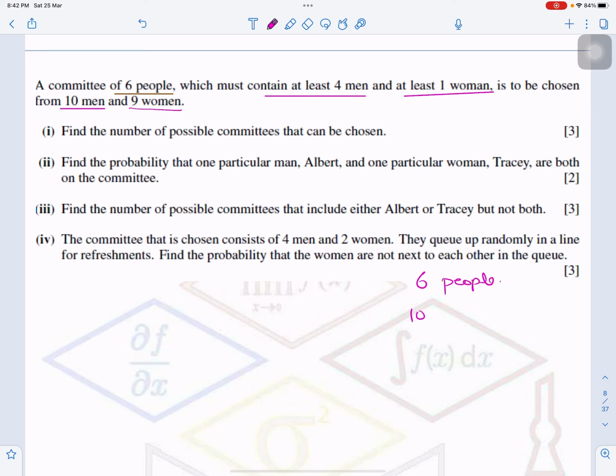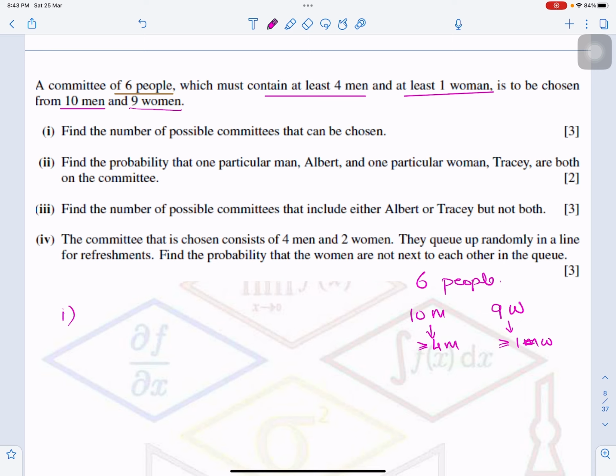Okay, so there are 10 men and there are 9 women. From the 10 men, we have to select greater than or equals to 4 men. So this is the symbol I'm writing to tell myself, rather than reading the question again and again. And then from the women, there should be at least 1 woman. So this symbol I'm using for myself, that the number of women should be 1 or more. Let me write here, W. Okay, so let's solve part 1.